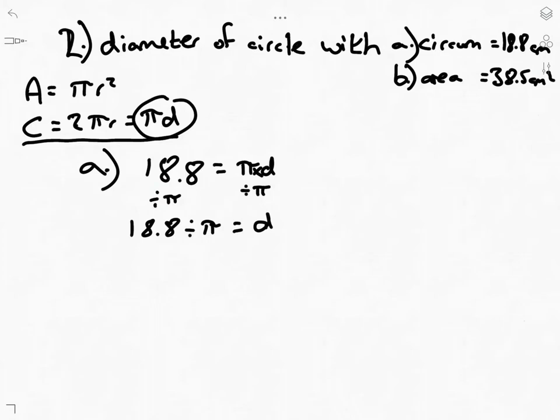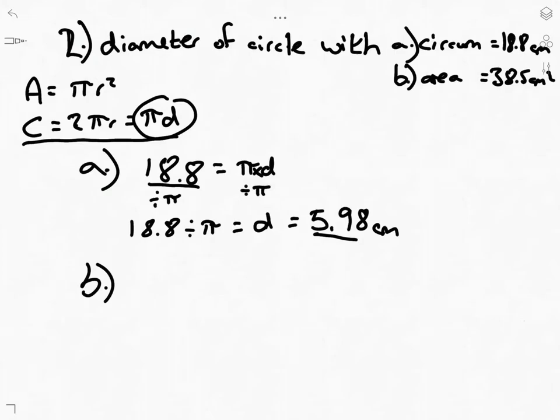We just put that in our calculator. Again, lots of calculator use in this topic. So 18.8 divided by pi. I get 5.984. So I like to do 3 significant figures usually. Because here it's 18.8, so there's 3 significant figures. I'm going to do 3 significant figures in my answer. So 5.98. It's diameter, so it's just centimeters.